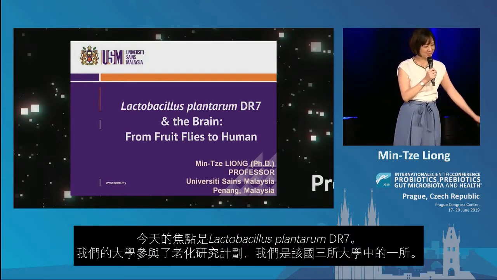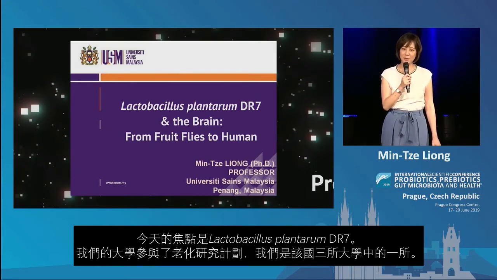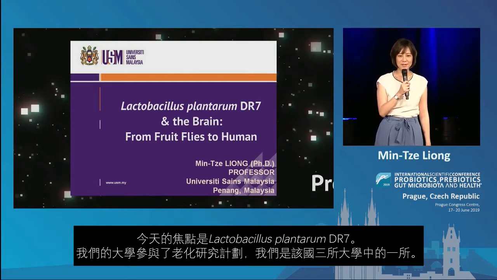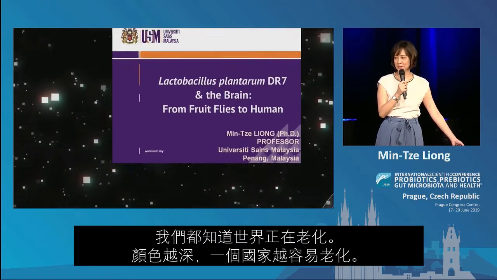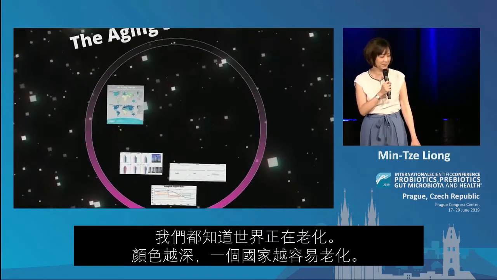So today, I'll be talking about one particular strain, a Lactobacillus plantarum DR7. This is a part of our aging agenda. Our university is involved with aging development research projects, and we're one of the 3 universities in the country to do so. So before we start, let's look at some of the aging scenario.